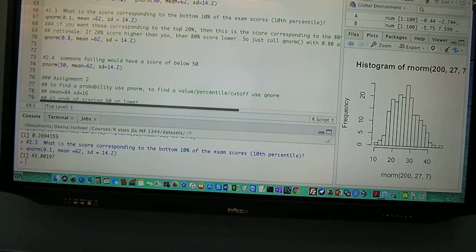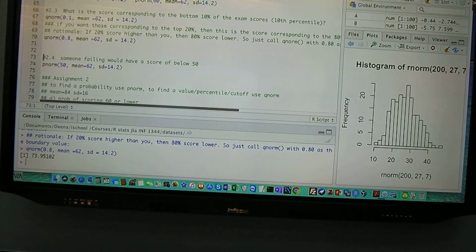Okay? So if it's asking about the top, just quickly do it in your mind. Top 20% is the same like bottom 80%. How do I get this 80? 100 minus 20. Okay? Because you know that the area under the curve is 100%. And here is what I did. I ran my same command of Q norm, but now with 0.8. 0.8 is the 80%. I told you when you read percent, don't write the number. Write it like divided by 100 first. So 80 would be 0.8. Q norm 0.8, mean 62, standard deviation 14.2. This would be the score that would belong to the top 20%.